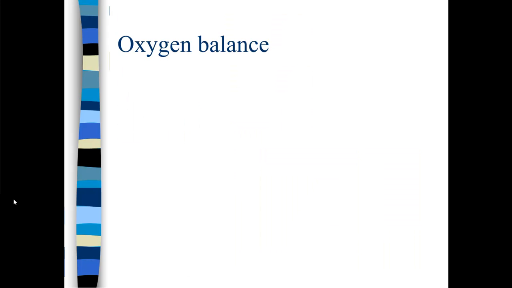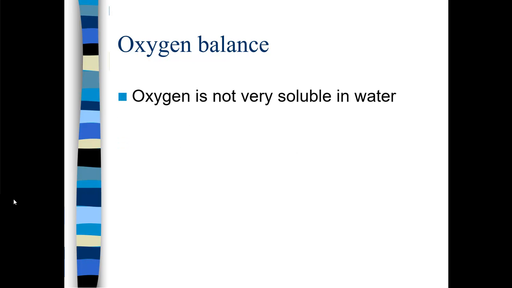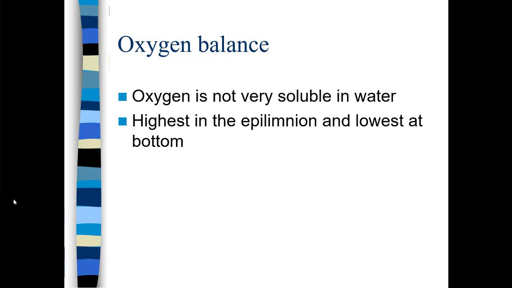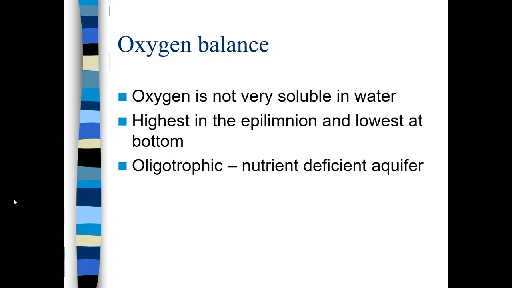It's also important to maintain oxygen balance in an aquifer. Okay, oxygen is not very soluble in water. Its solubility is very low, so you only see it at the very highest levels of water. Okay, it's going to be highest in the epilimnion. That's the layer at the top that's warmest, and lowest at the bottom. And most aquifers are oligotrophic, meaning that they have very, very few nutrients. The nutrients are being scavenged as part of the food web, and so it's nutrient deficient.